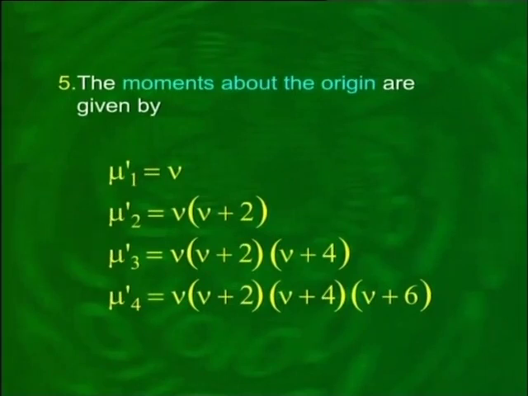Also, mu2 dash is equal to nu into nu plus 2, mu3 dash is equal to nu into nu plus 2 into nu plus 4, and mu4 dash is equal to nu into nu plus 2 into nu plus 4 into nu plus 6. See how beautiful the formula is. It just goes on in a systematic pattern.